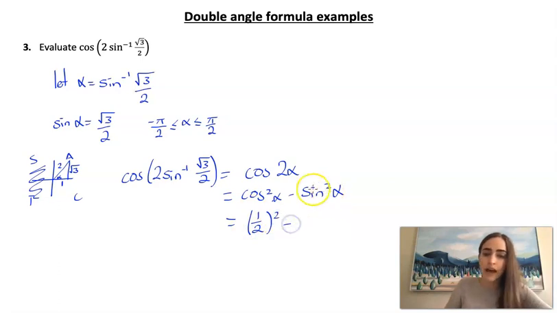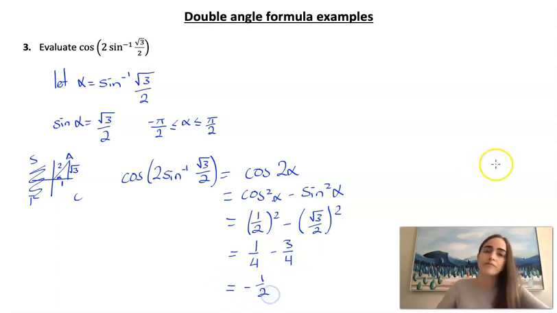And of course we know that sine alpha is root 3 on 2. And we're going to square that. So that's going to give us 1/4 minus 3/4, and will give us an answer of -1/2. Okay, so that's having a look at 3 different examples of problems involving our double angle formulas.